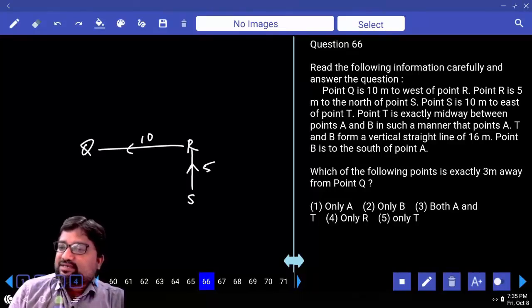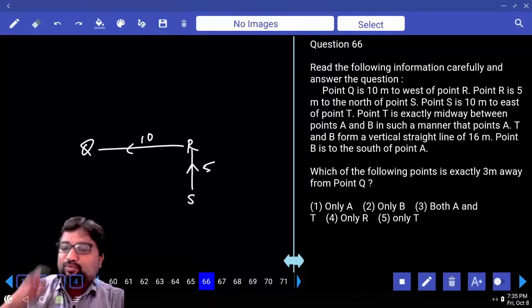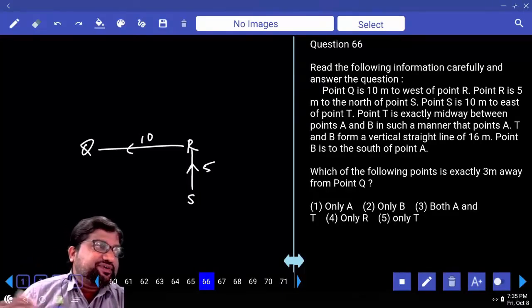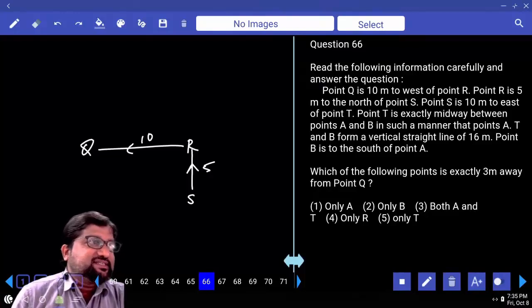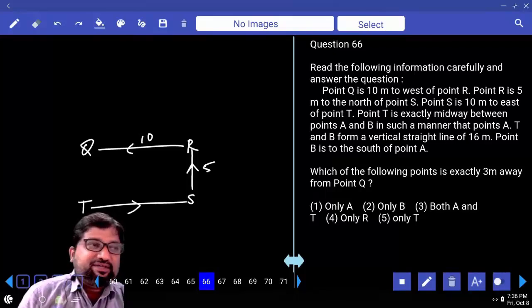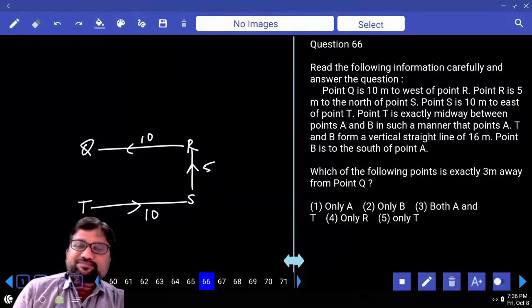Point S is 10 meters to the east of point T. East is towards right hand side. To the right hand side of T is S. But what's the distance here? 10 meters. So stop exactly parallel to Q, because the distance between R and Q and S and T is the same. R and Q is 10, S and T is also 10.